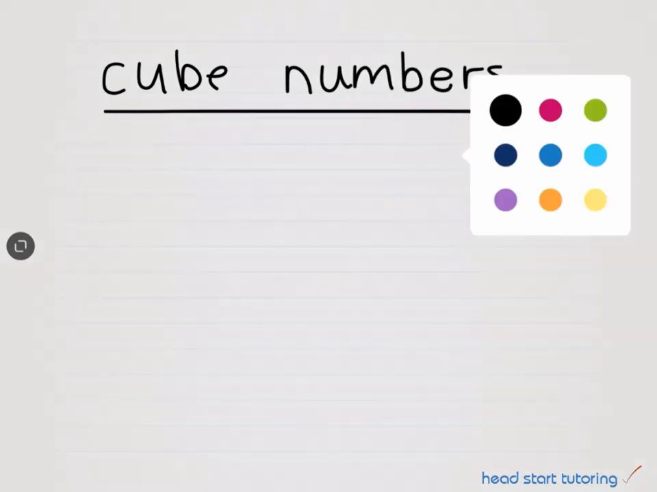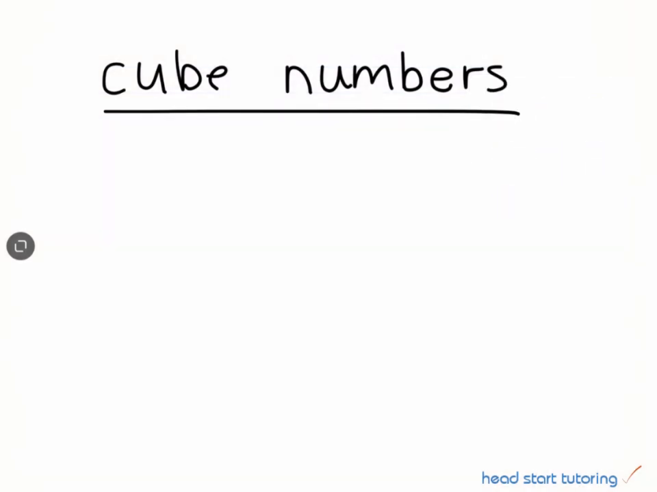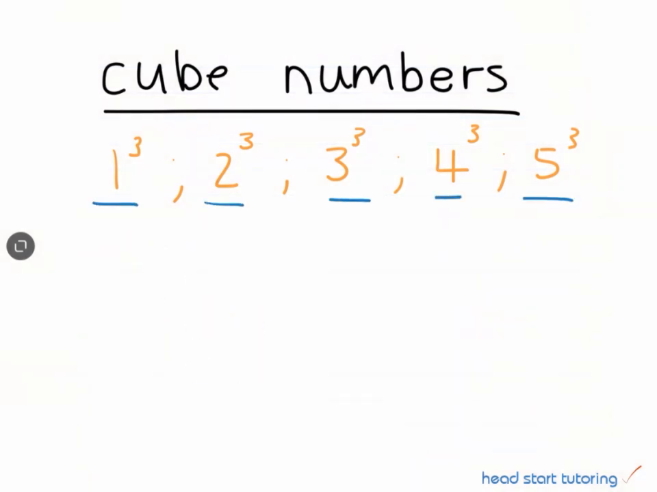We are now going to have a look at cube numbers. So cube numbers are numbers that have been cubed. So 1 cubed, 2 cubed, 3 to the power of 3, 4 cubed, and 5 cubed. The answers to all of these will be cube numbers.